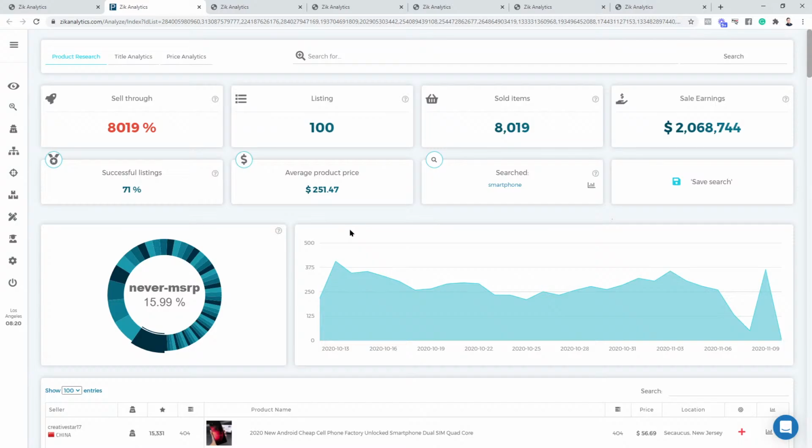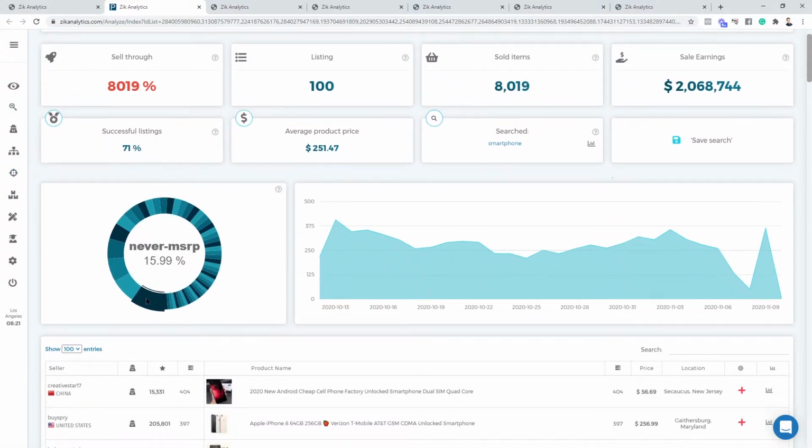Let's go through the statistics of the word smartphone, a very general word. We're talking about 100 active listings on page 1 that generate 8,000 sales at an average product price of $251. It's a lot. The total revenue from these 8,000 items is $2 million in the last 30 days, only from the first page of eBay under the word smartphone. And the success rate is 71%. So we have 8,000% sell-through rate, which means on every active listing we have here 80 buyers, which is a lot. Successful listing 71% means out of 100 active listings, 71 sold at least one product in the last 30 days.